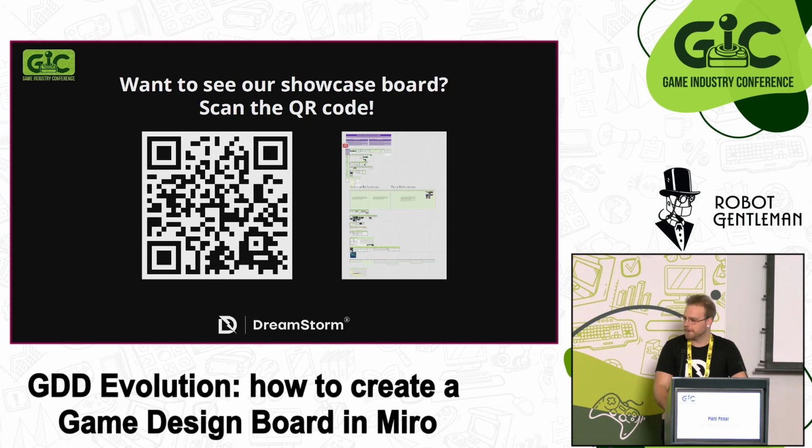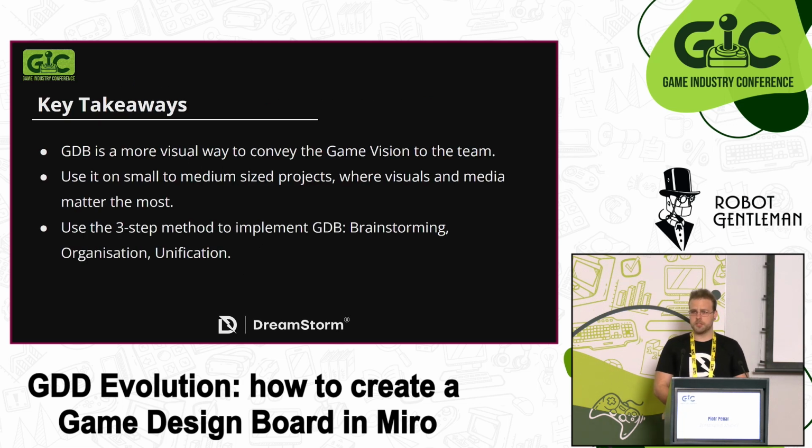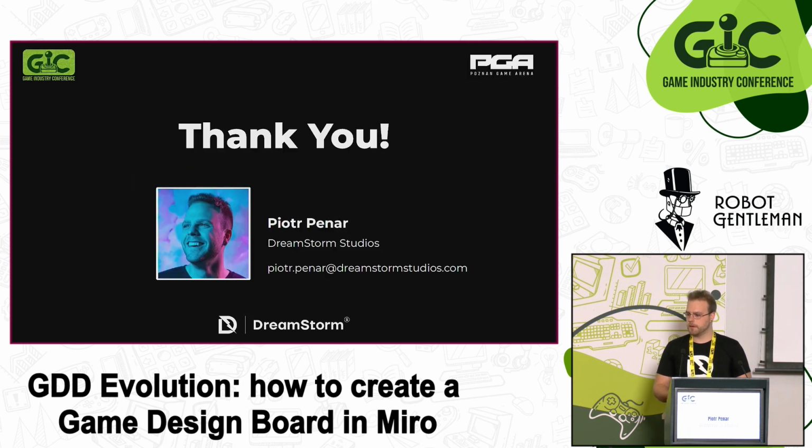And in summary, GDB is a more visual and unified way to convey the game vision to the team. It's best to use it on small and medium-sized projects that change fast and don't last that long. And you can use the three-step method to implement the GDB. First you brainstorm, then you organize it, and then you unify the look and the style of all the information. Thank you.